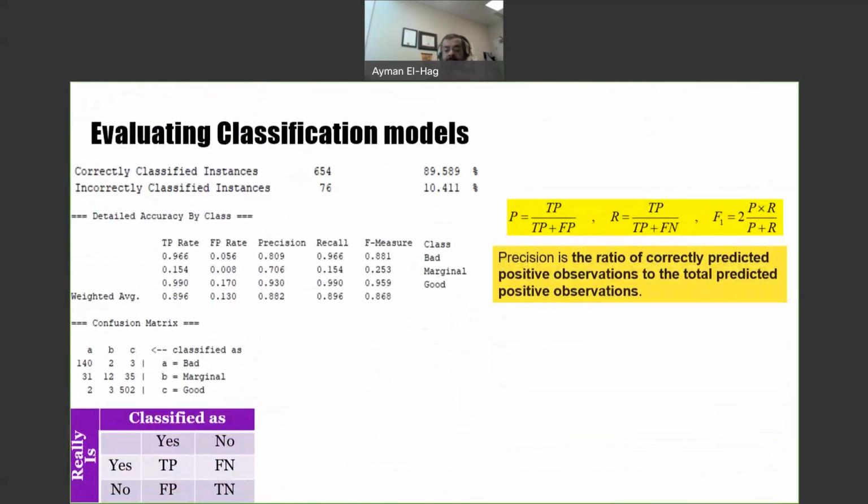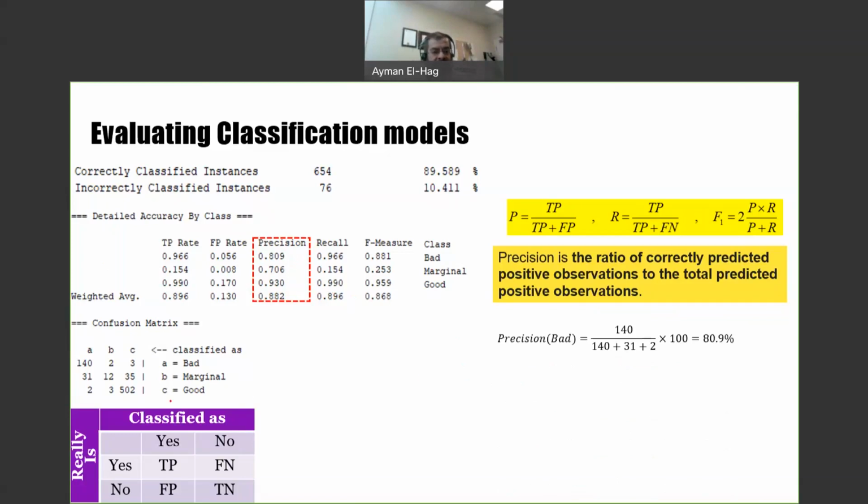Now let's talk about precision. So these are the precision values. How do we calculate the precision? This is the formula for that. It's the true positive divided by the true positive plus the false positive. Or it is the ratio of the correctly predicted positive observations to the total predicted positive observations. So for example, a positive means that it is good and classified as good. So this is the correctly predicted positive, divided by everything classified as good, either it was really good or was from other classes.